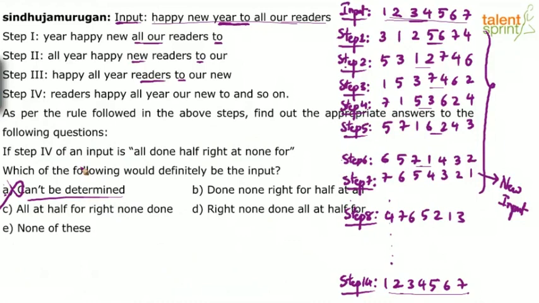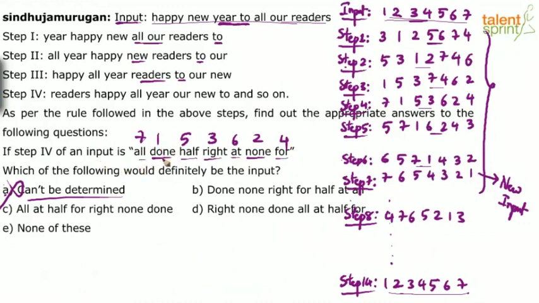How do we do it now? He has given us step 4. What is step 4? 7153624. He's asking us to find out which of the following would definitely be the input. The input is always 1, 2, 3, 4, 5, 6, 7. Whatever is in the input has been taken as 1, 2, 3, 4, 5, 6, 7. So what will be the input? Done, none, right, for, half, at, all. That order, right? So the input will be 1, 2, 3, 4, 5, 6, 7.